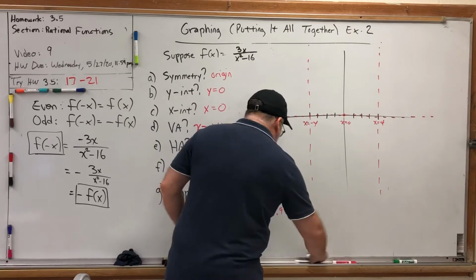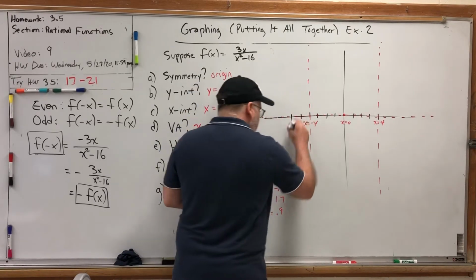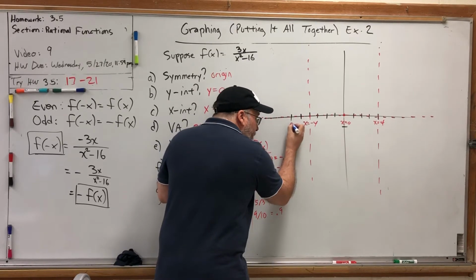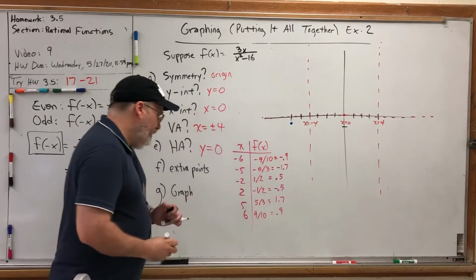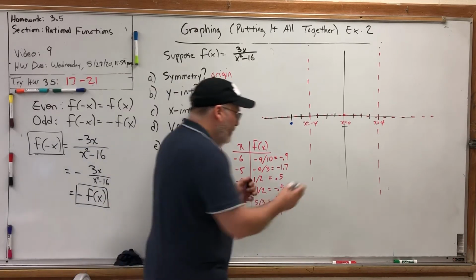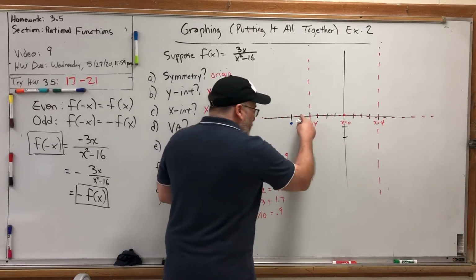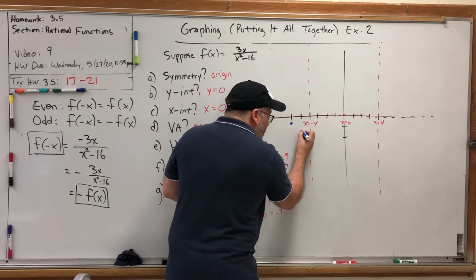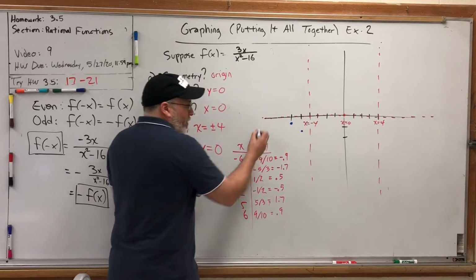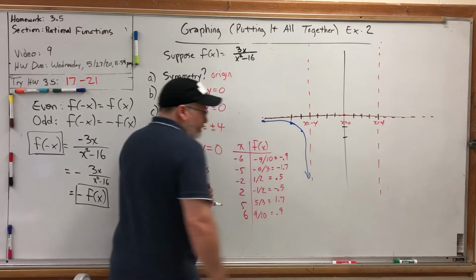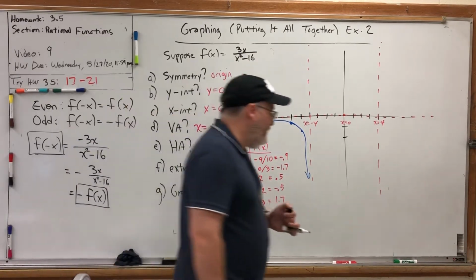-6 and down almost 1. -5, down 1.7, which is closer to -2 than -1. So over 5, down 1.7. Because of the horizontal and vertical asymptotes, I'm confident to draw this branch of the graph. If you're not, get more evidence, more dots.